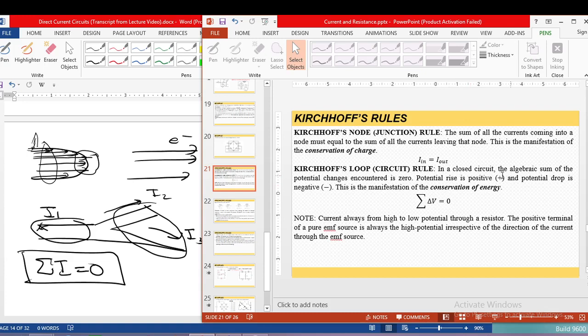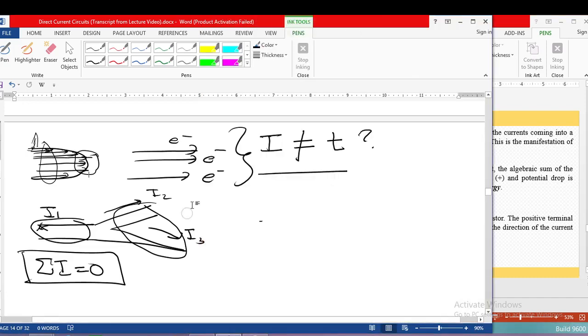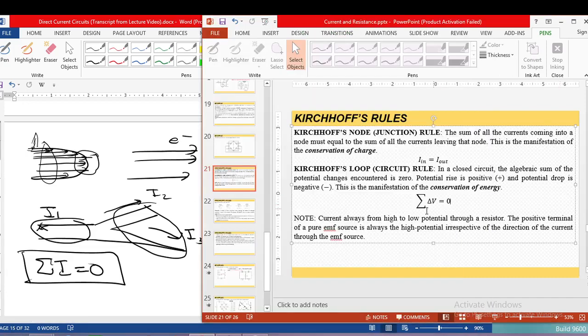So in a closed circuit, the algebraic sum of the potential changes encountered is 0, meaning that if you have a loop, you add all the potential differences across all of the circuit elements in that loop, then we will be sure that the summation of all potential differences is equal to 0. A loop is actually like a closed circuit.